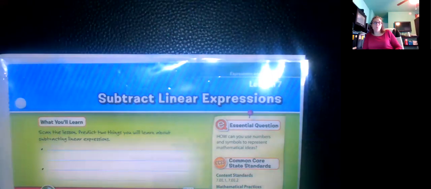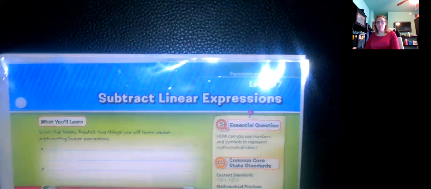Okay, so we are moving to the next little lesson. It's the same idea that we were just doing with adding linear expressions, but now we're going to be subtracting them. And so we just have to look at it slightly differently, okay? All right, so let's look at the first example here.